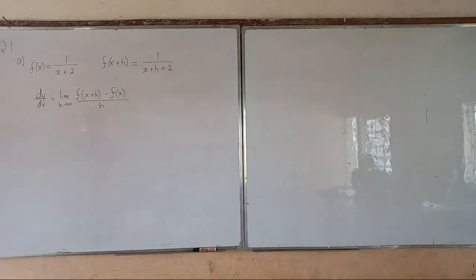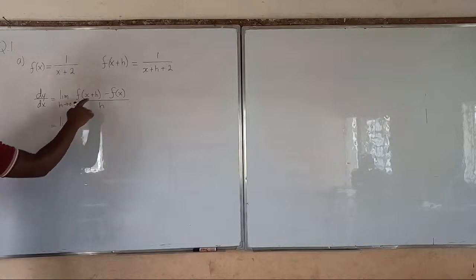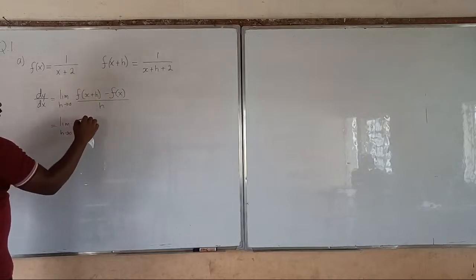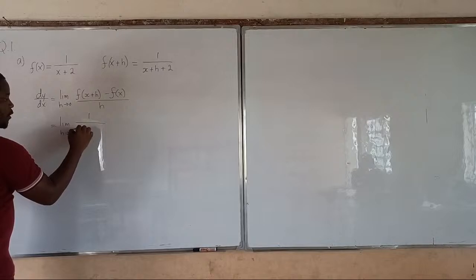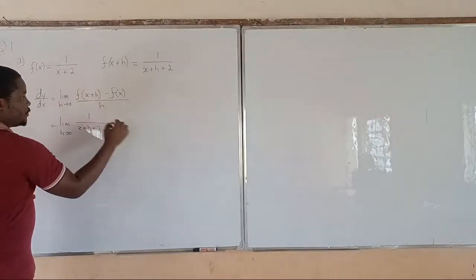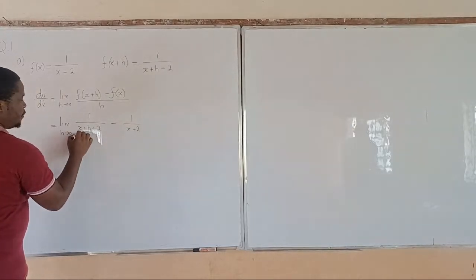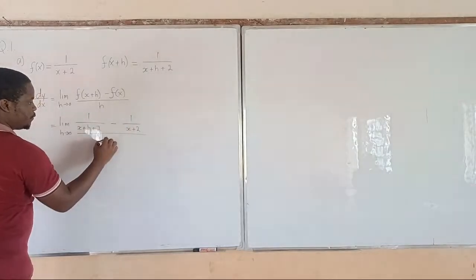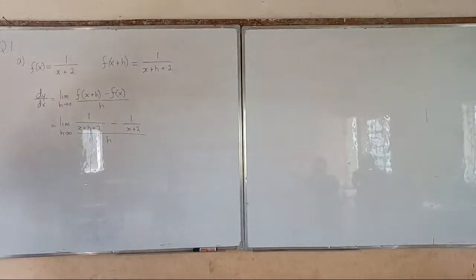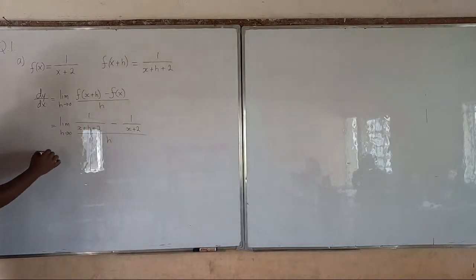Then from there, let's do the substitution. So this will be equal to the limit as h approaches 0. Where there's f of x plus h, we put that function, which is 1 over x plus h plus 2, minus f of x, which is 1 over x plus 2. Everything is divided by h. So now we need to subtract these two. So we shall do it like this.